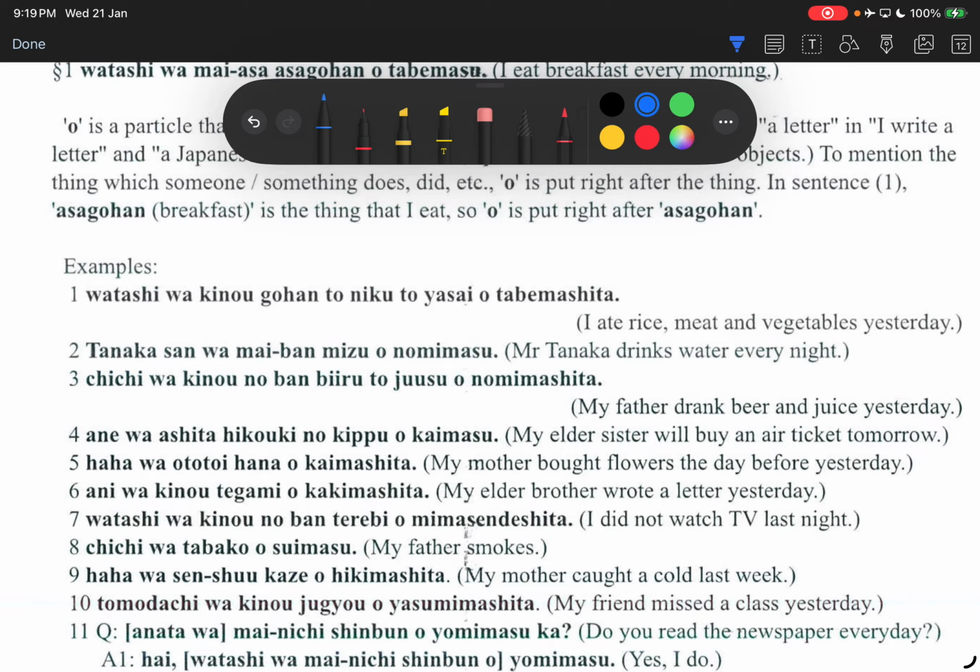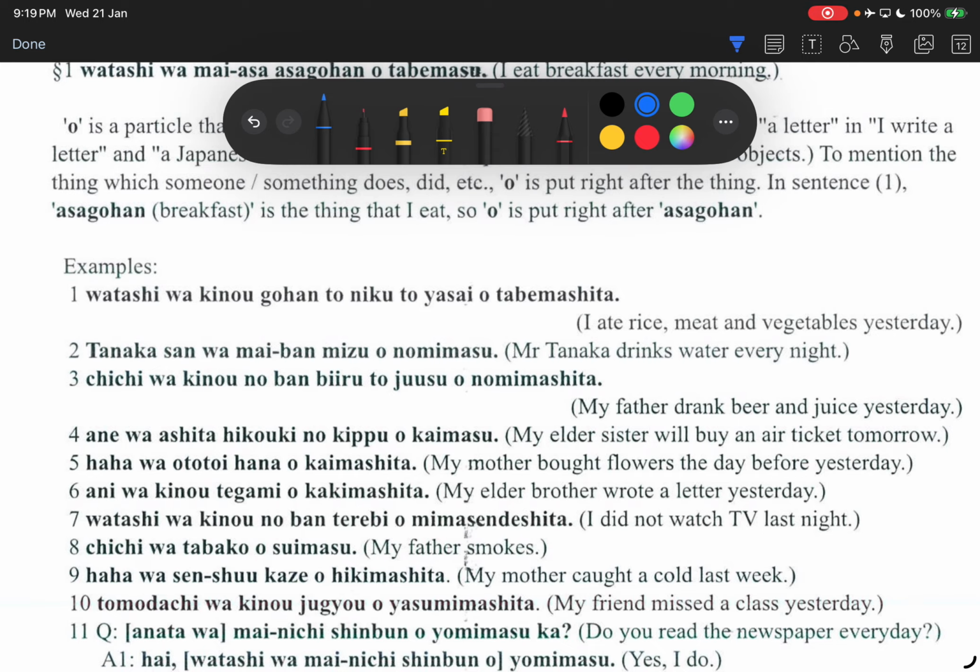Then let's skip and go to number 8. 父はタバコを吸います. So tobacco is tobacco. So what do we do to tobacco? We 吸います. We smoke it. Right? We smoke it. So we smoke the tobacco. We interacted by smoking.